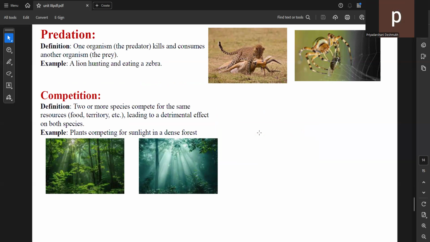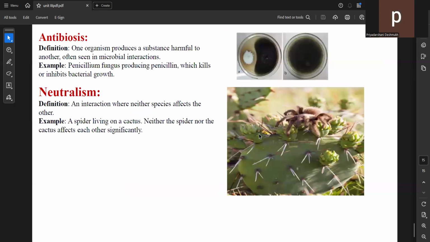And the next is competition. Here, two or more species compete for the same resources like food or territory, leading to detrimental effects on both species, like plants competing for sunlight in a dense forest. The next one is antibiosis. Here, one organism produces a substance harmful to another, often seen in microbiological interactions. For example, penicillium fungus produces penicillin, which kills or inhibits bacterial growth.